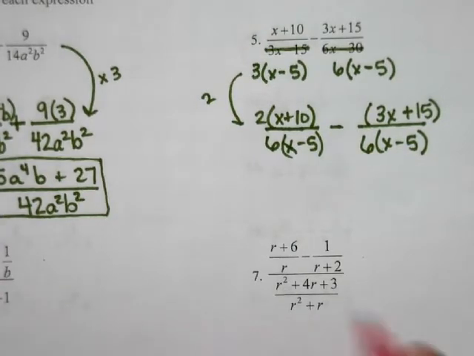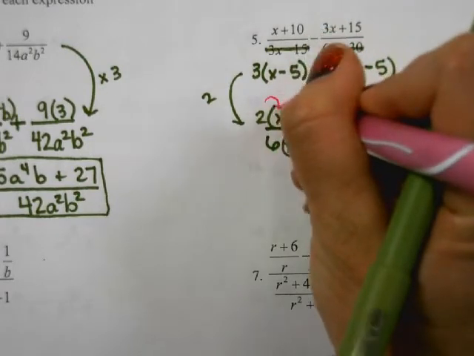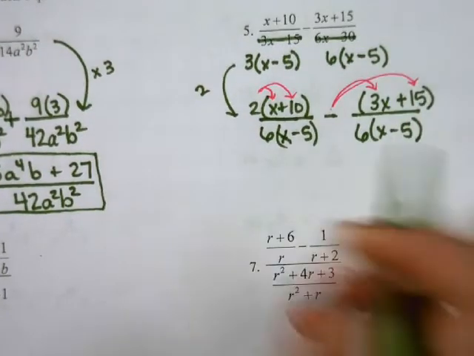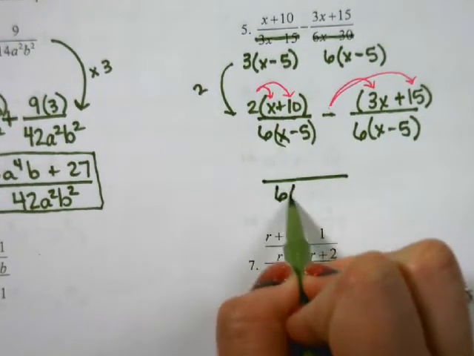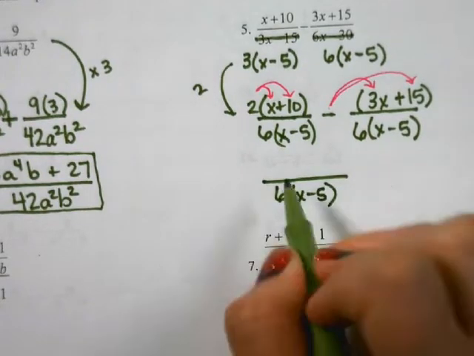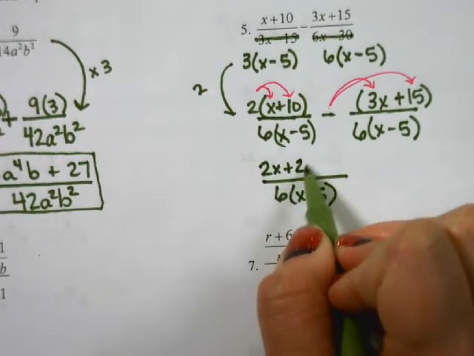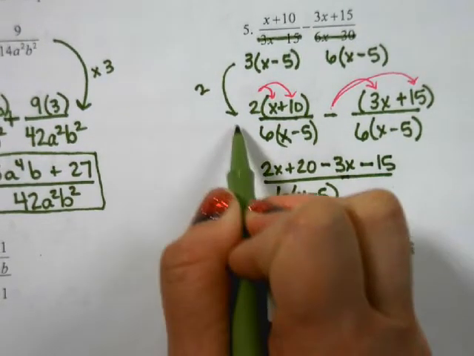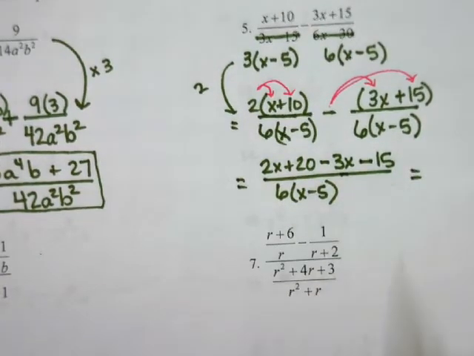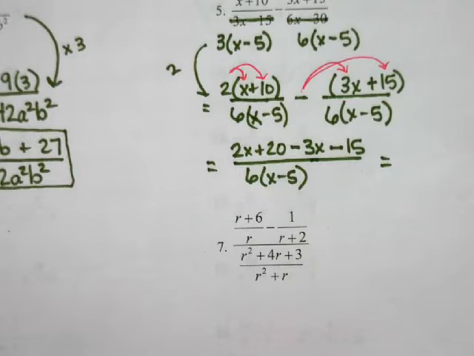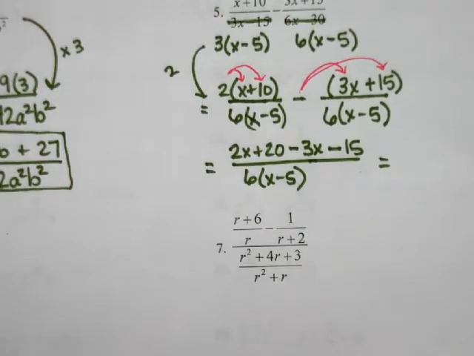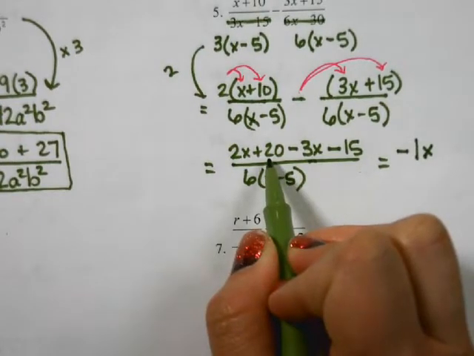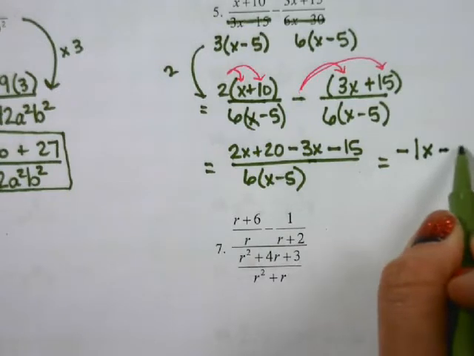Okay, a few things. We are going to have to distribute this, but we also need to distribute the negative. Okay, so I can squish it together. They now have the common denominator of 6 times (x − 5). And then I have 2x + 20 − 3x − 15. So I have a positive 2x and a negative 3x, so I get negative 1x. And a positive 20 and a negative 15, so I get positive 5.